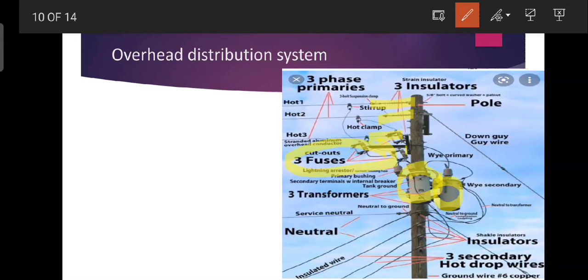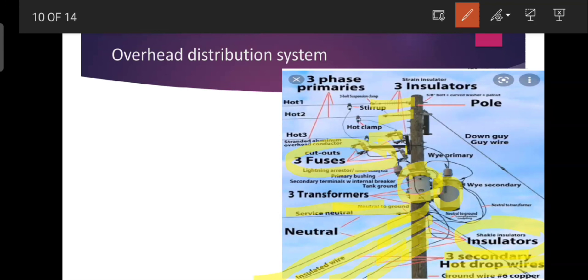This is our overhead distribution system. And one service for neutral is outage over here, and these are the cycle type insulators for our distribution system, and 3 secondary hot dropped wires here, 3 secondary hot dropped wires with 1 neutral and 1 ground wire with W6 copper made.